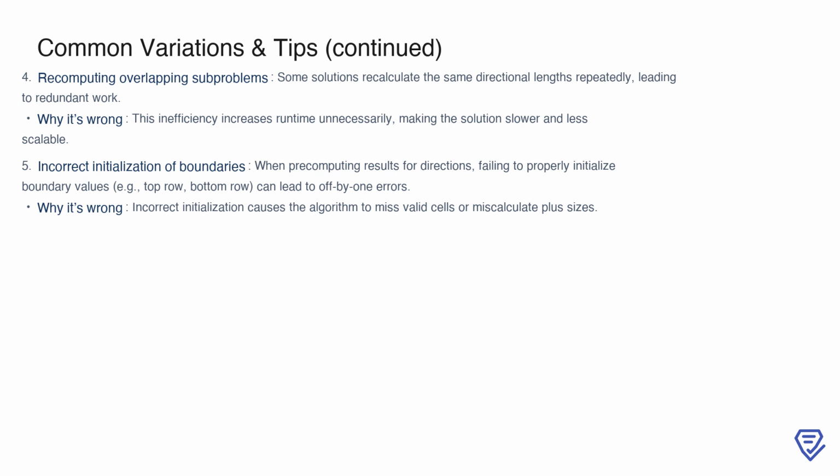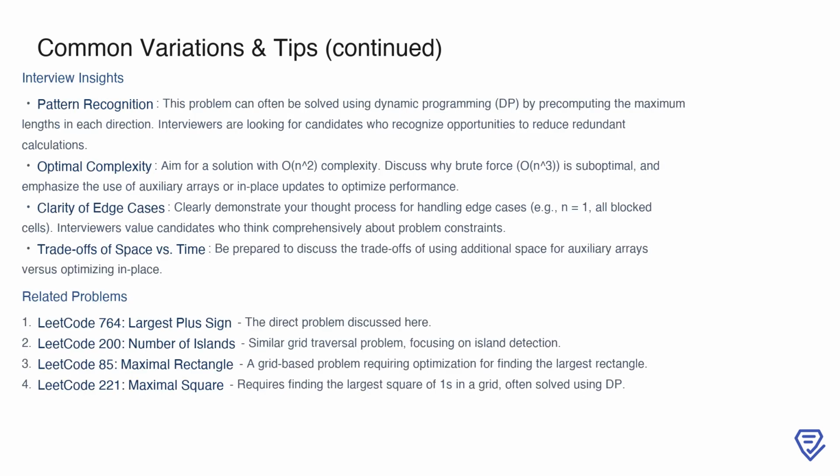For interview scenarios, it's important to focus on several key aspects when solving this problem. Recognizing patterns is critical, as this problem can be effectively approached with dynamic programming. Pre-computing the maximum lengths in all 4 directions not only reduces redundancy but also demonstrates an understanding of optimization techniques. Interviewers often look for candidates who can articulate why brute force solutions are suboptimal and instead aim for an n squared complexity. Using auxiliary arrays or in-place updates to achieve this balance is a great way to showcase your thought process.